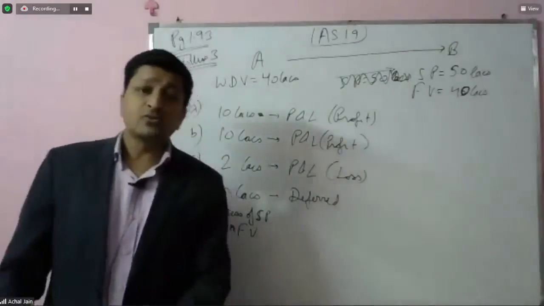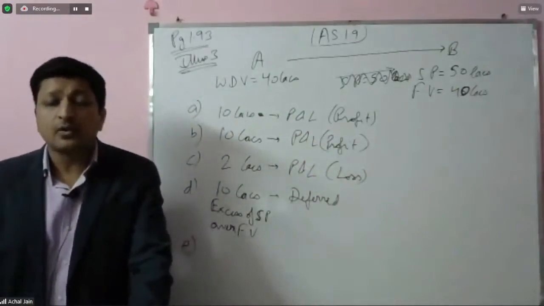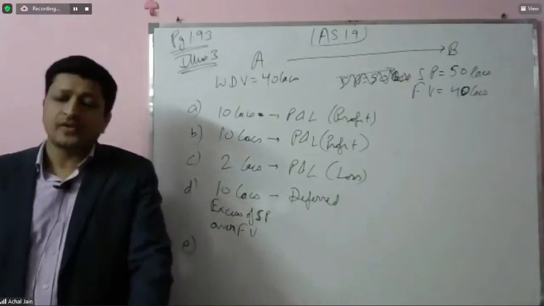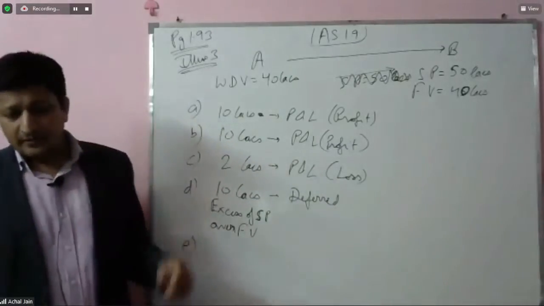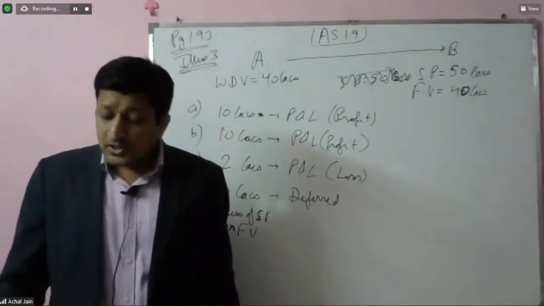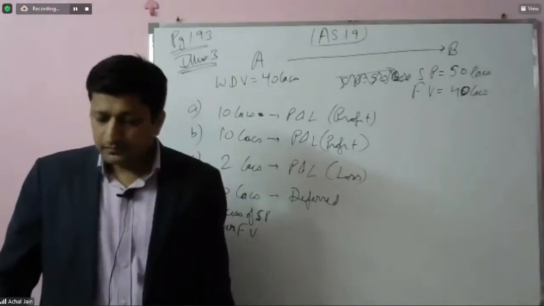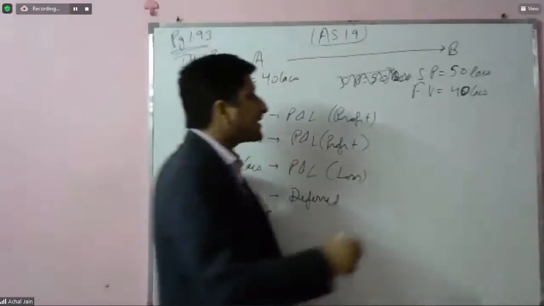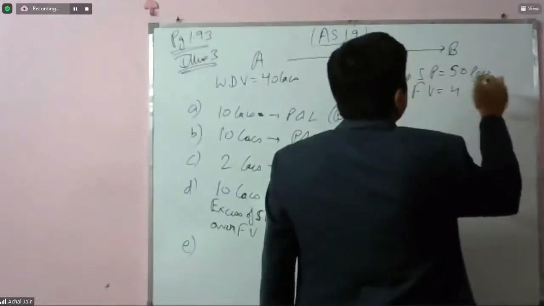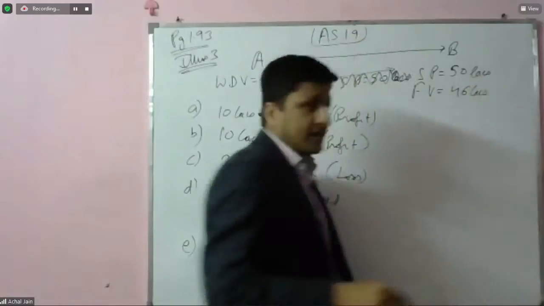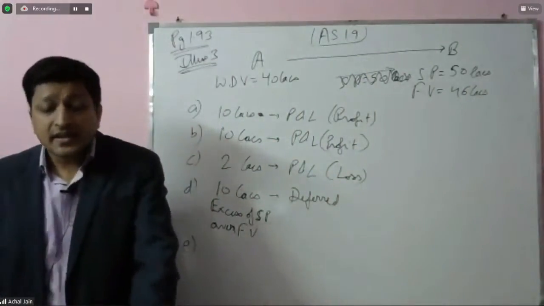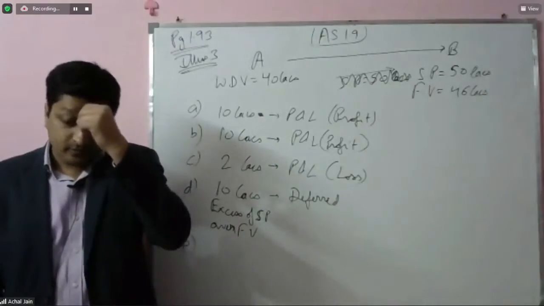Jimmy, you'll have to check in which scenario you'll have to compare the book value, and in which scenario you'll have to compare the sale value with the fair value. That's why I've clarified now. Situation number 5. Fair value is 46 lakhs and the sale price is 50 lakhs. Here again, sale price is in excess of fair value.